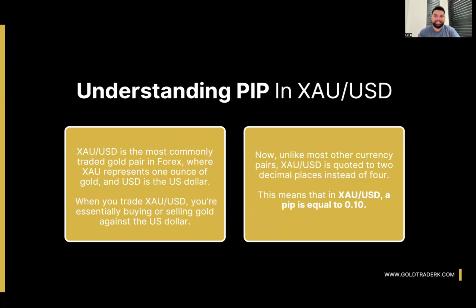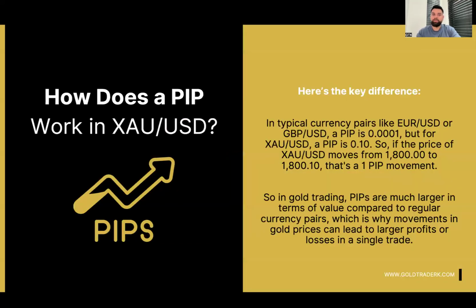Understanding PIP in XAU-USD. XAU-USD is the most commonly traded gold pair in this industry, where XAU represents gold and USD represents the US dollar. When you trade XAU-USD, you're essentially buying or selling gold against the US dollar. Now, unlike most other currency pairs, XAU-USD is quoted to two decimal places instead of four. This means for XAU-USD, a PIP is equivalent to 0.10.